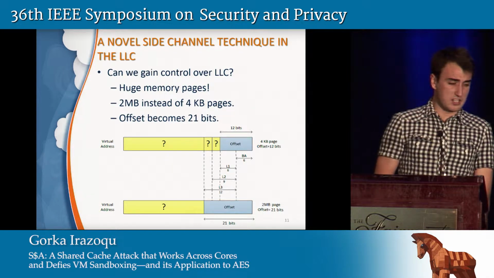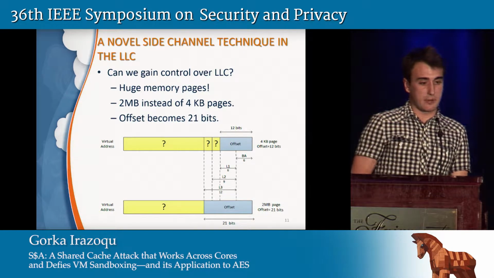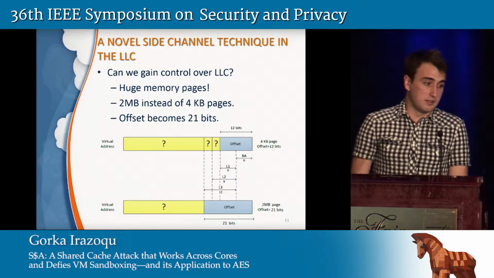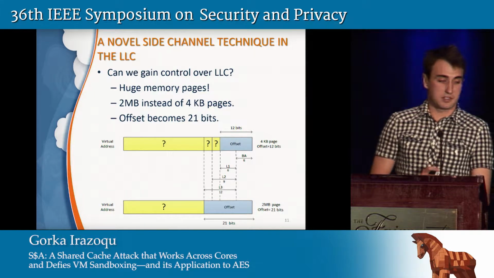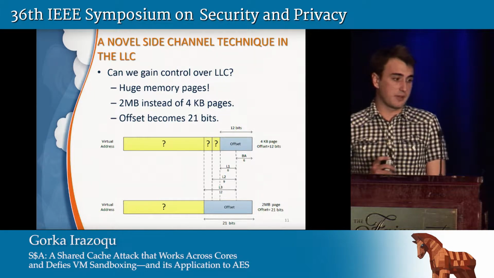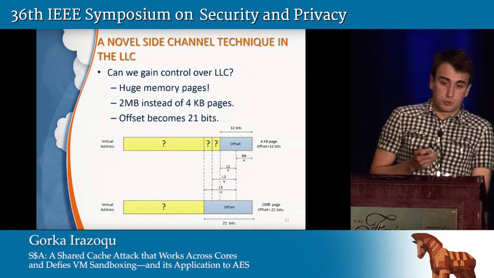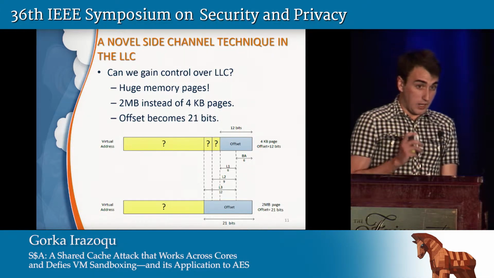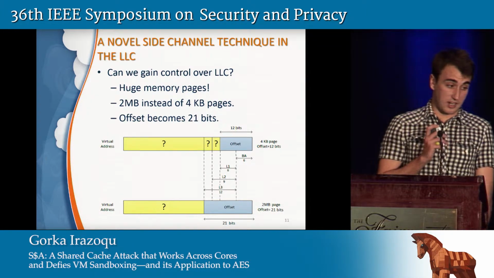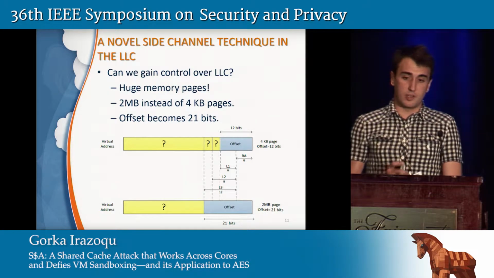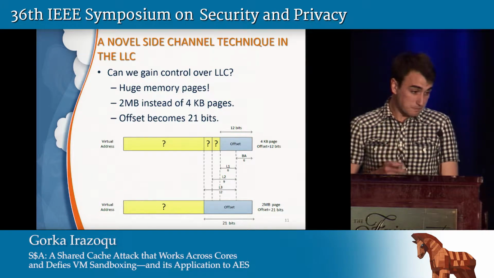Well, we can allocate huge memory pages, which is enabled in most hypervisors from the guest VM. Huge memory pages, instead of 4 kilobytes, are of a size of 2 megabytes. This means that the offset, instead of 12 bits, becomes 21 bits. Well, this is much better. We can now control caches up to 2 to the 15 sets. And this is far from what we need, because most Intel processors have last level caches of 2 to the 11 sets at most. So basically, we are far from the limit.